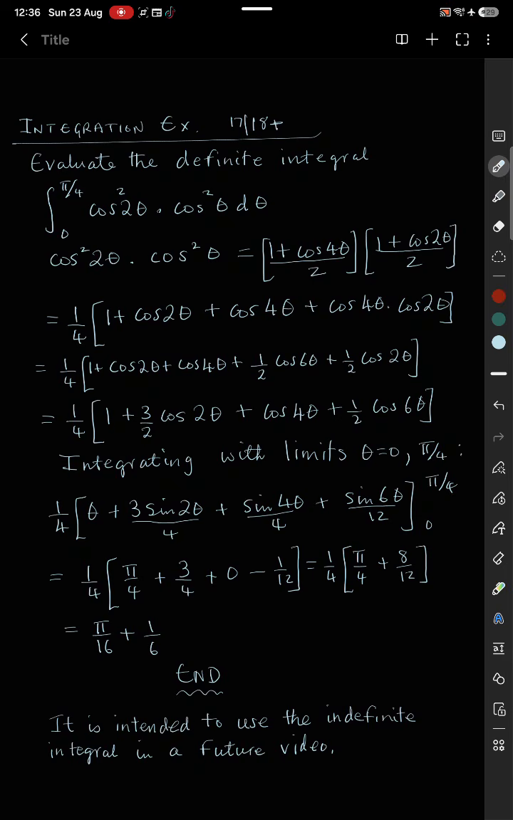And so simplifying that, that's 1/4 bracket 1 plus 3 cos 2 theta over 2 plus cos 4 theta plus 1/2 cos 6 theta. And now integrating between the limits 0 and pi upon 4, this is fairly straightforward. That's 1/4 bracket theta plus 3 sine 2 theta over 4 plus sine 4 theta over 4 plus sine 6 theta over 12 to be evaluated between the limits 0 and pi upon 4.